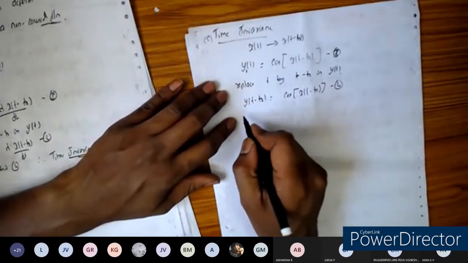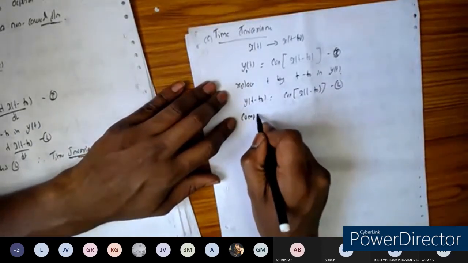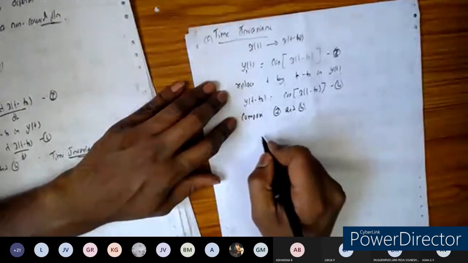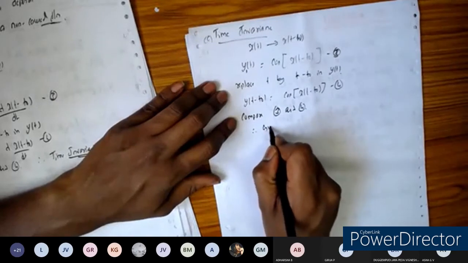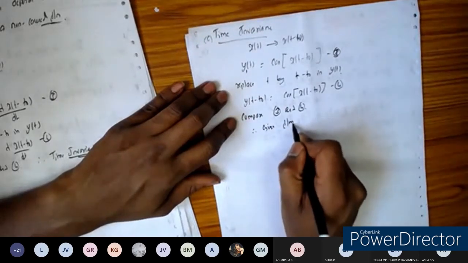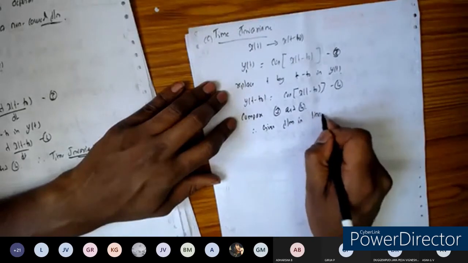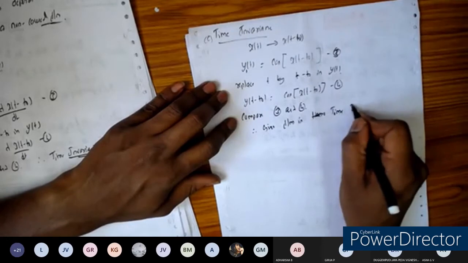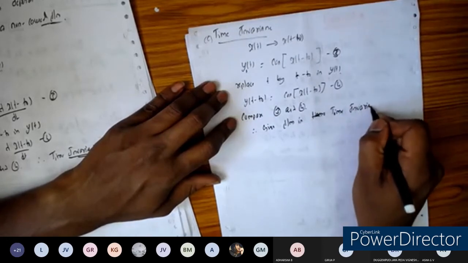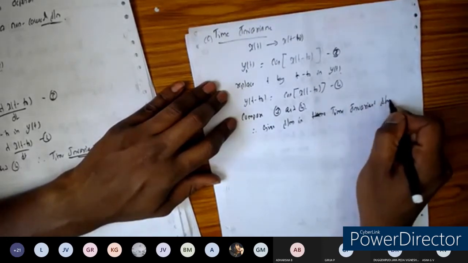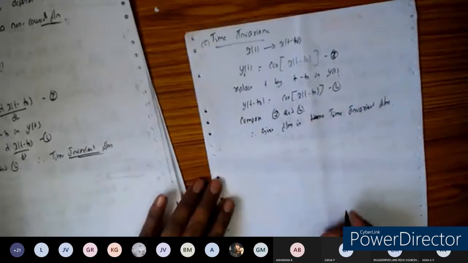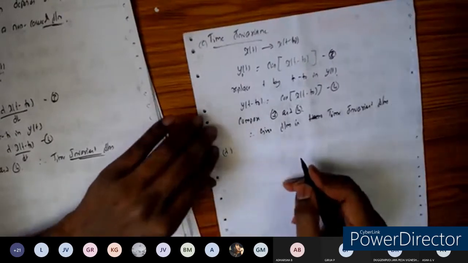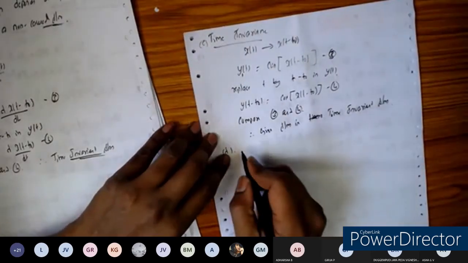So compare equations 3 and 4. We can say that the given system is, sorry, it's a time invariant system here, not linear. It's a time invariant system. Done. Any doubts?